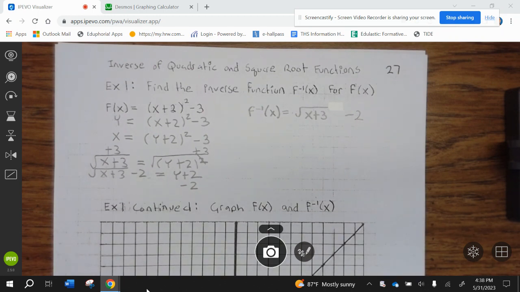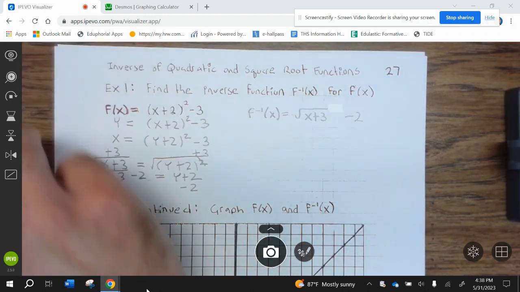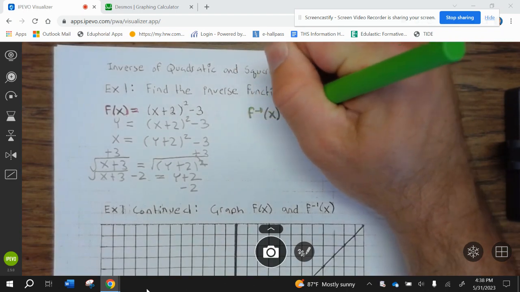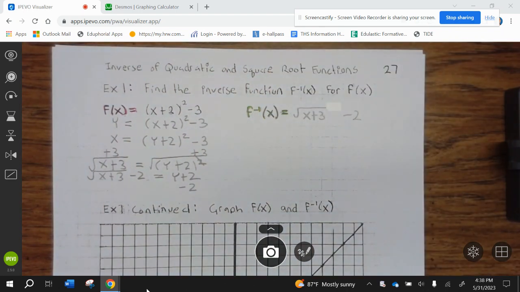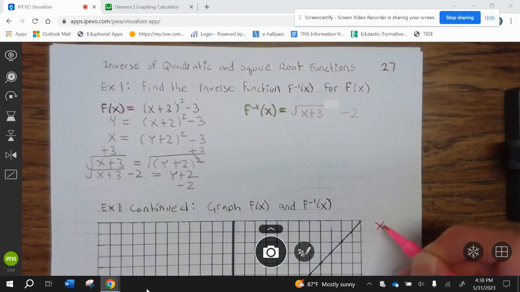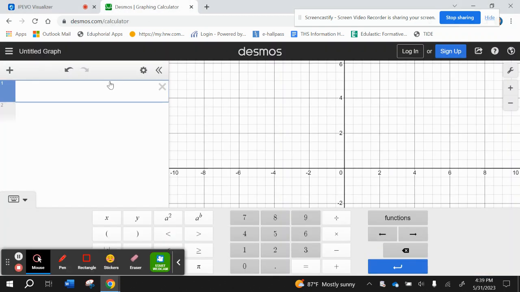All right. And let's go ahead and graph f of x in pink. And let's go ahead and graph f inverse of x in green. Now, we need to get some points for f of x. Okay, so let's go ahead and use Desmos. We can use Desmos to get our points. So, parentheses x plus 2 squared minus 3.